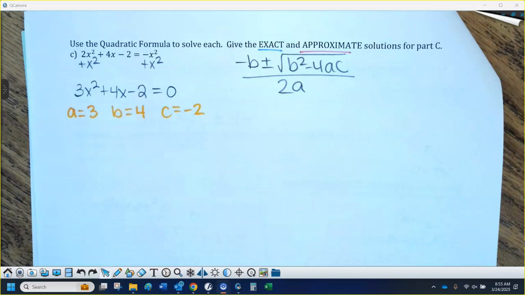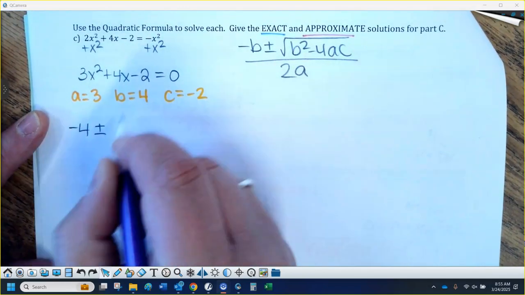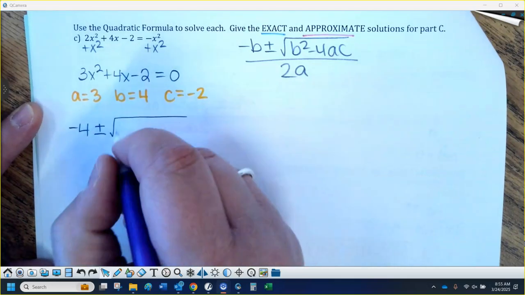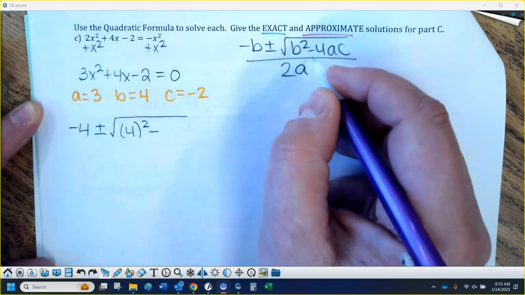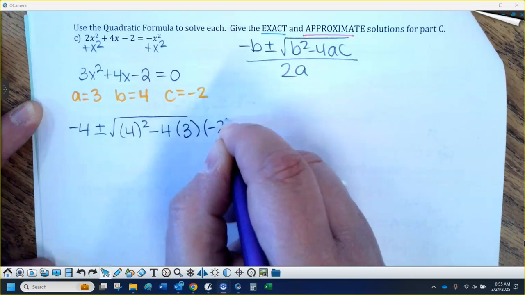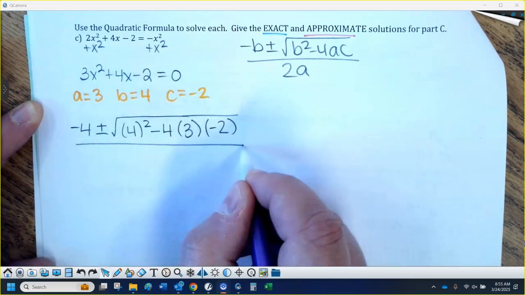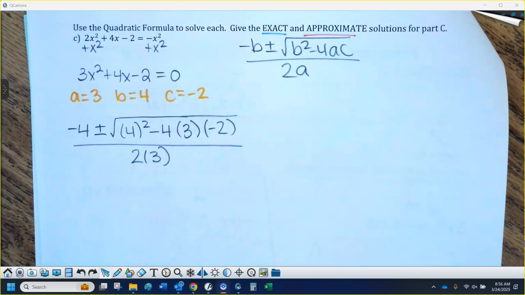So for this lovely problem, opposite of b would be negative 4 plus or minus, and then under my square root, the b value is 4. We're going to square that. Minus, there is a 4 that's part of the formula. a is 3, c is negative 2. And then the whole thing is over 2a, so 2 times 3 for this question.